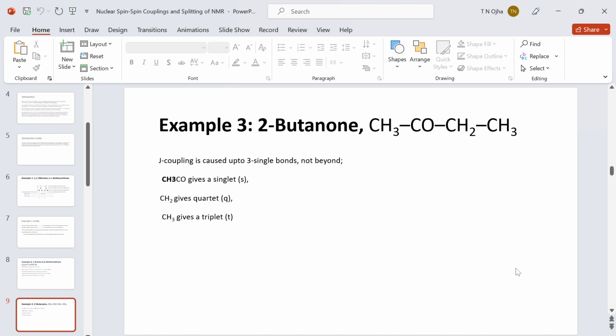So in this case, one CH3 appears as a singlet simply because J coupling is observed up to 3 single bonds, not beyond. So this simple compound gives a singlet, a triplet, and a quartet.